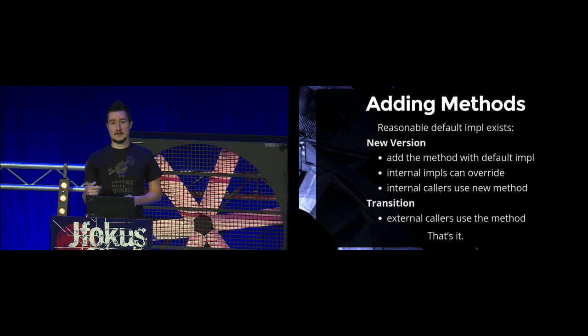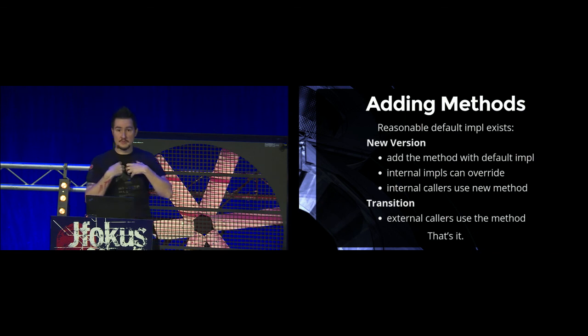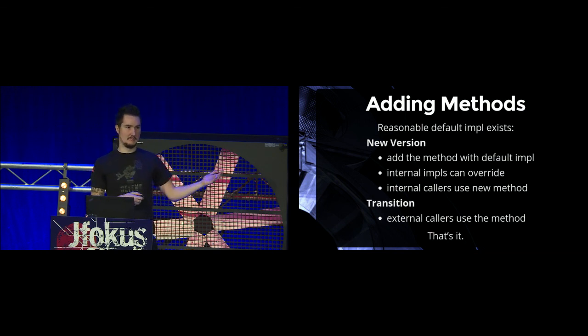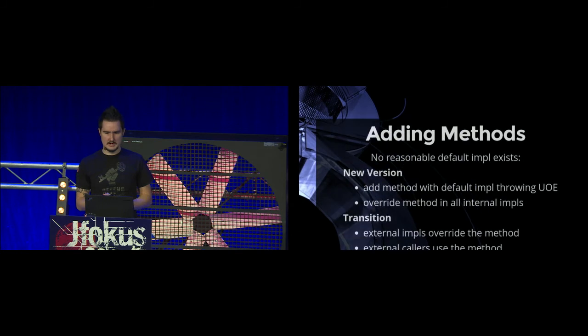So let's start with adding methods, what I just described basically. If a reasonable default implementation exists, you just add the method with the default implementation. If you have implementations of that code, you just override the implementation if you want to. And if you have callers of that code, they can already call the new method. And then external callers can at some point use the method and maybe override it. So if there's a reasonable default implementation, you're fine. It's the easy case, the one that happened for the JDK, mostly.